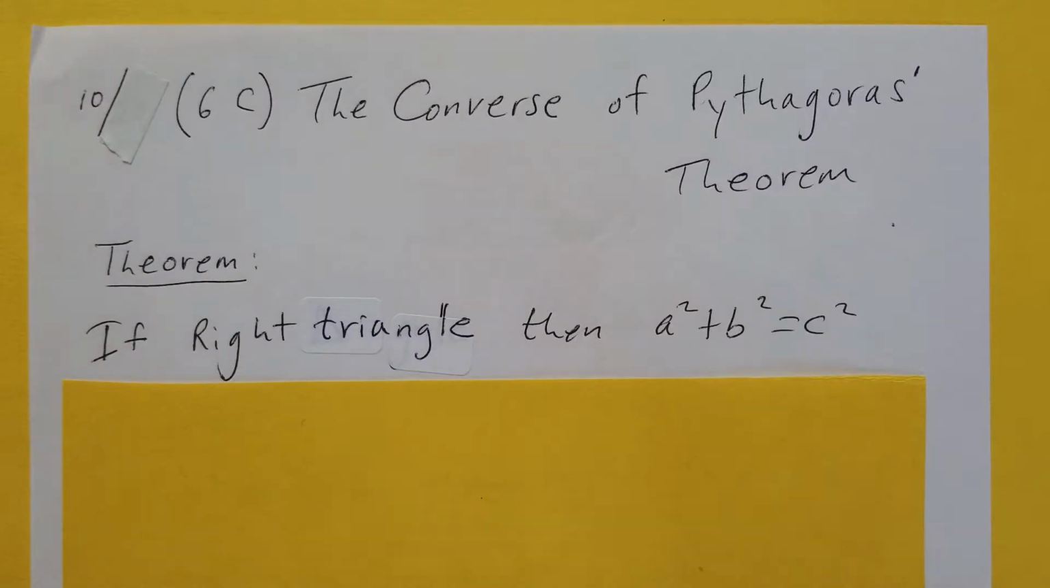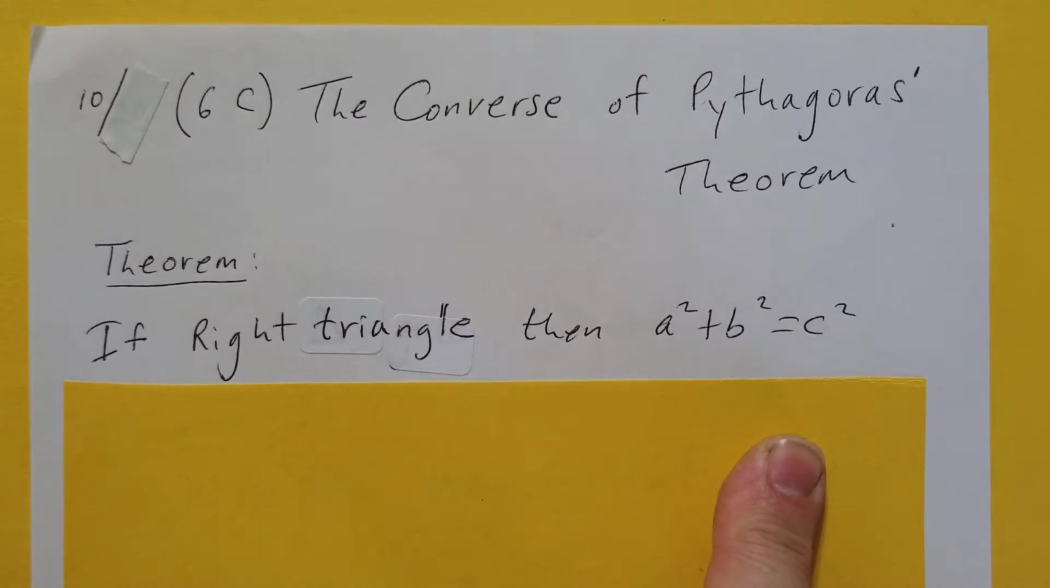Today's topic, the converse of Pythagoras' theorem. Okay, what is the converse of Pythagoras' theorem? Well, the actual theorem, the one we've been using so far, is that formula a squared plus b squared equals c squared. So what it really says is, for every right triangle, if you start with a right triangle, then this will happen. Leg squared plus leg squared is equal to hypotenuse squared. That's what the theorem says.